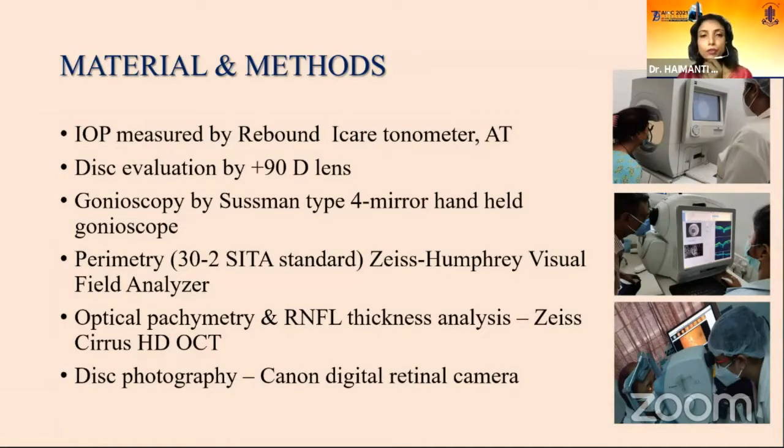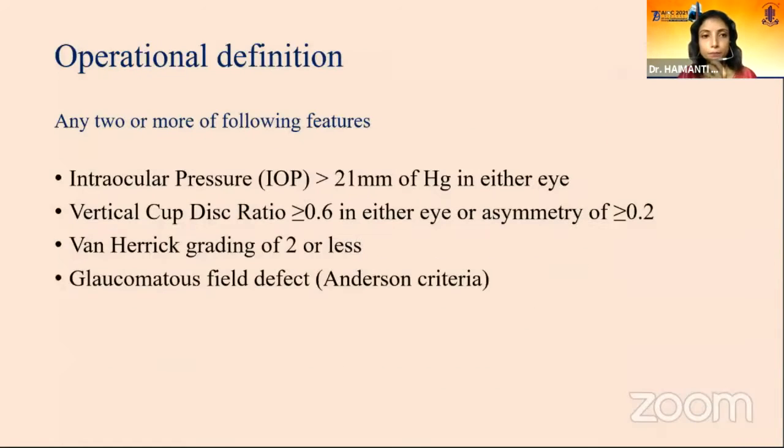If it was found to be more than 21, it was confirmed with applanation tonometry. Disc evaluation was by plus 90 diopter lens, gonioscopy by a 4-mirror handheld gonioscope, and perimetry by the Zeiss visual field analyzer. Central corneal thickness and retinal nerve fiber layer analysis were done by Zeiss Cirrus HD-OCT. Disc photography was done by a Canon digital retinal camera.